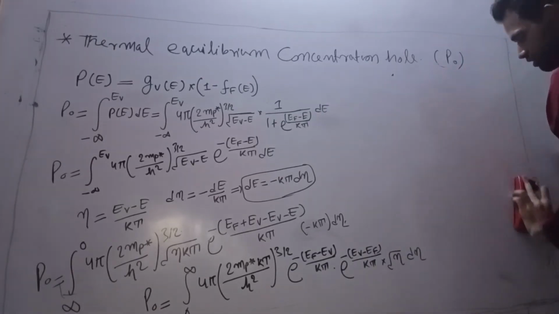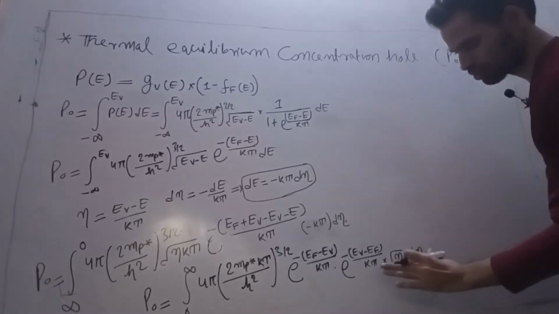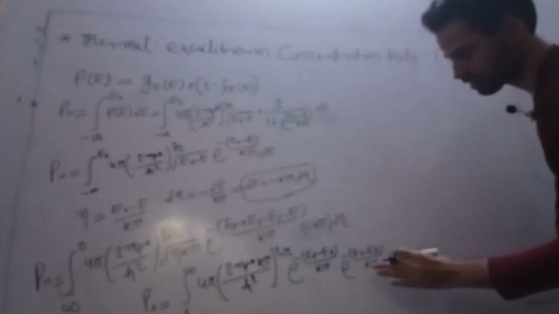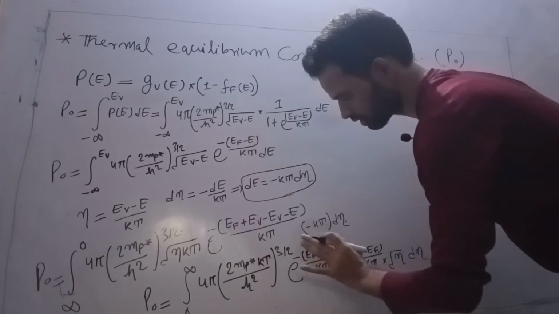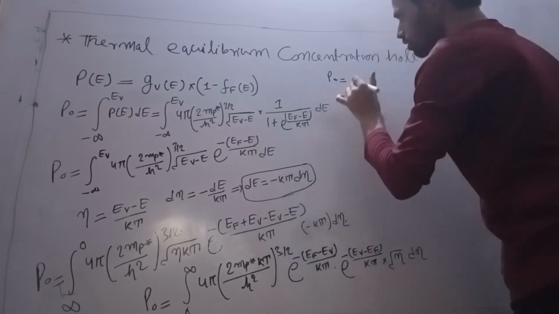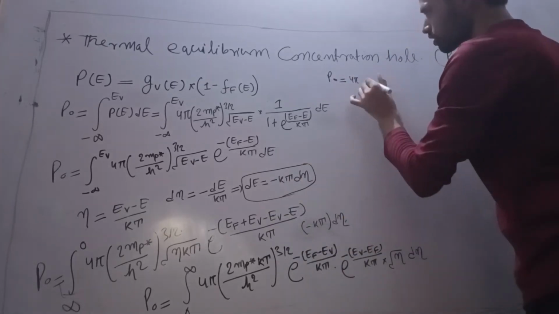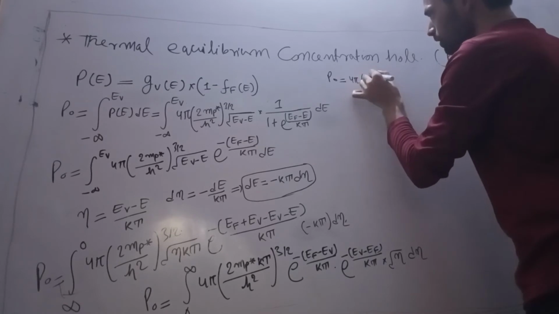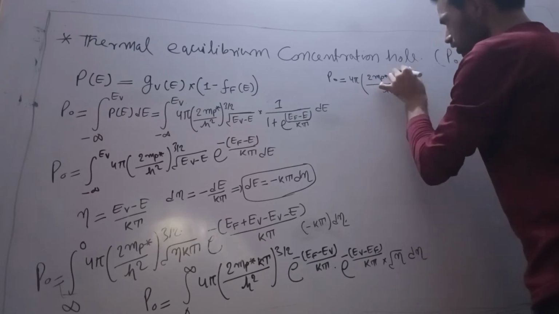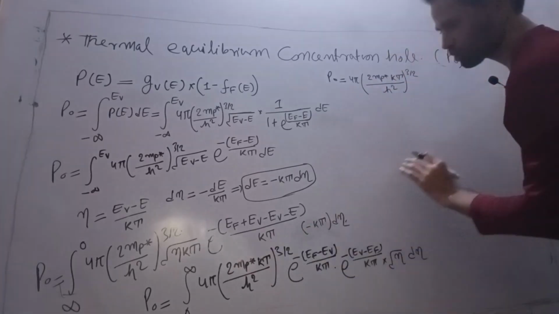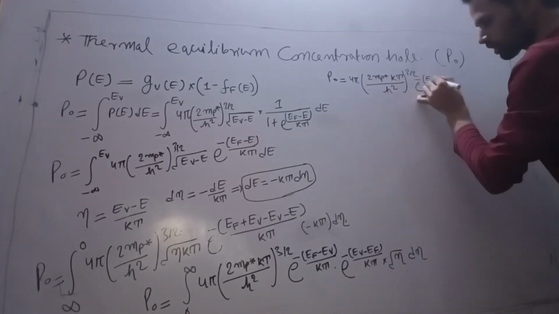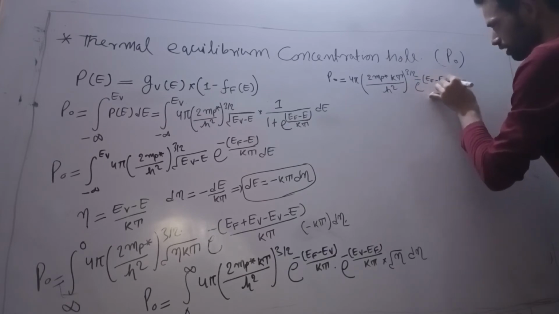Now what we will do here is take the constants, whatever the term is constant, outside. Then we will get p naught is equal to 4 pi into (2 mp star kT divided by h square) to the power 3 by 2, and into e to the power minus (Ef minus Ev) by kT.